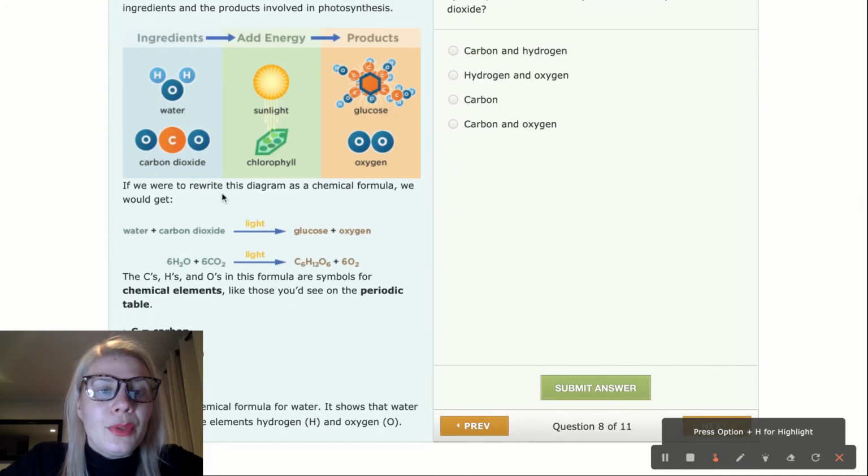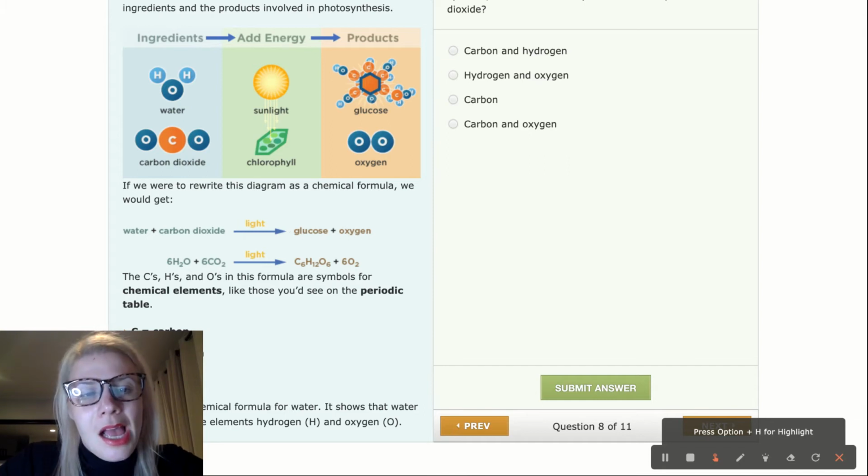If we were to rewrite this diagram as a chemical formula, we would get this: water plus carbon dioxide, and then there's an arrow with light over it, yields glucose and oxygen. And I was careful not to say equals, because we're not saying that they equal, we're saying that it yields or it makes. So it doesn't mean that they're the same, right?